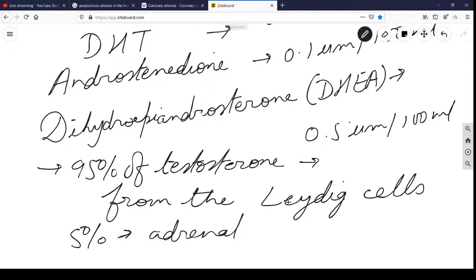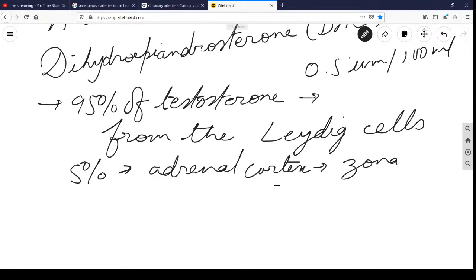So you have zona glomerulosa, zona fasciculata, and then zona reticularis in the adrenal cortex, in the cortical layer, and then you have the adrenal medulla. So that is again class 11th stuff from the endocrinology or the chemical coordination chapter, the last chapter, right?